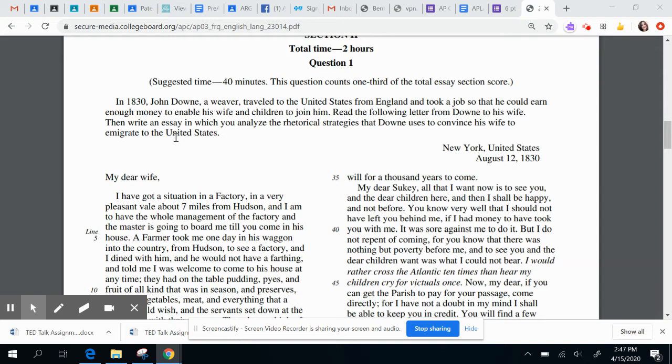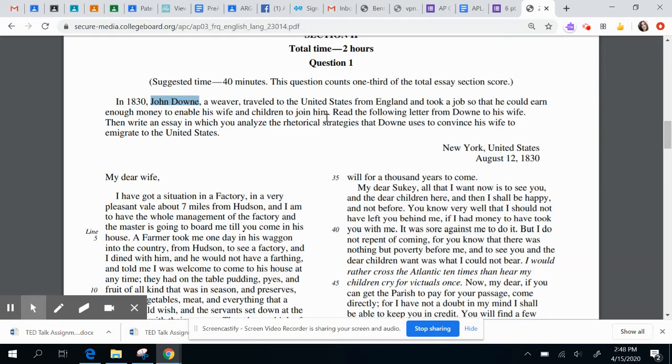So as far as speaker, you've got John Downe. The relationship here is to his wife, the audience. We know it's couched in the 19th century. He is originally from England. He has immigrated to the U.S., so this is a time frame of great influx to America, but also the context is he's been away from his wife, and that creates tension also.